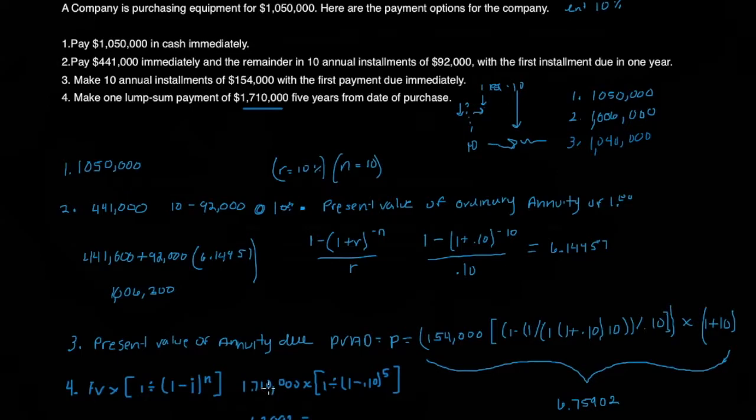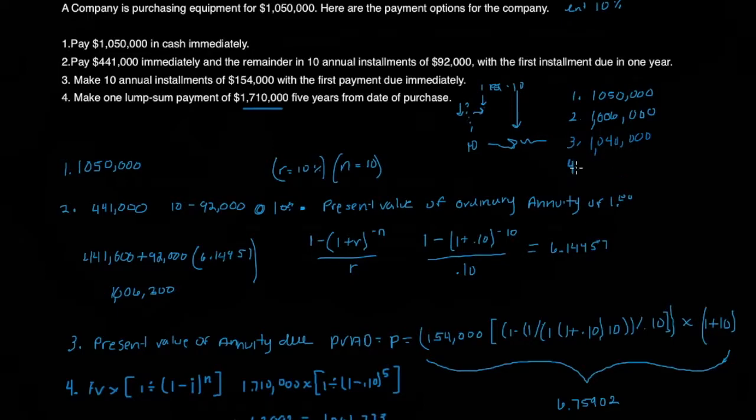And all you do, guys, is basically you're discounting this 1,710,000. So you have 1,710,000. You're going to multiply these two together, and you will get a product of 1,061,773. Okay, so that is your final answer for question four, scenario four.